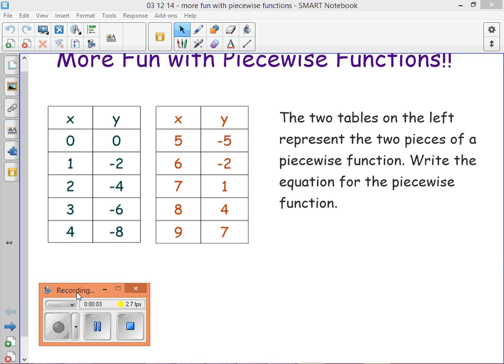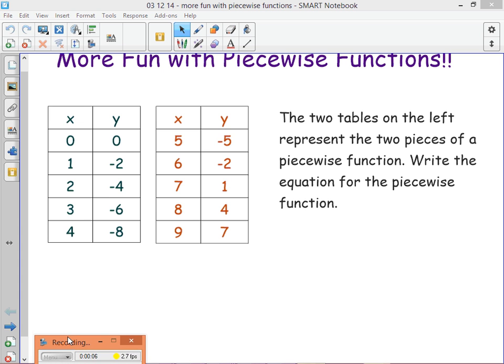Everybody. Yes, you are correct. Today we get to have more fun with piecewise functions. I'm glad you got that.